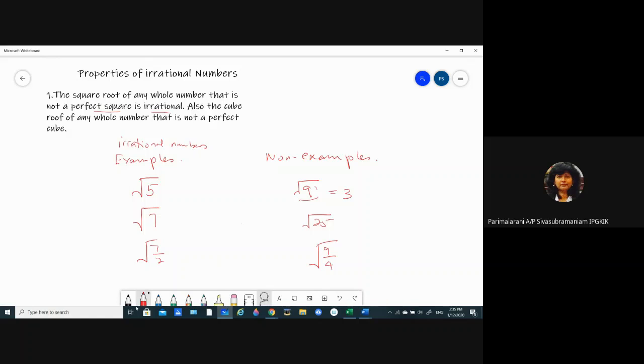Same thing with cube numbers. Cube root of 64 is rational. Cube root of 8 is rational. Cube root of 7 is irrational, and so on. Cube root of 16 is irrational. So these are examples of rational and irrational numbers. This is the first property. Second property.